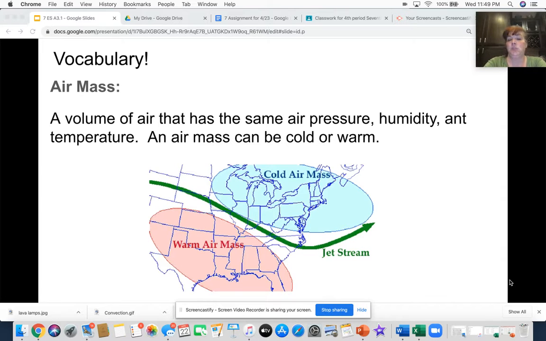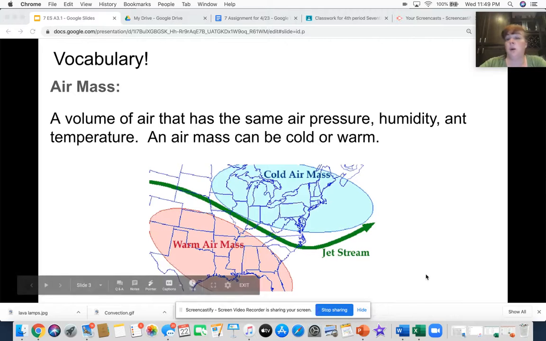So this is a picture of some very large air masses. Air masses are generally quite large. They can cover a city, they can cover a state, they can cover a big chunk of states. Okay, they can be very large, and they tend to follow a pattern, which is part of why we have the weather the way we have.